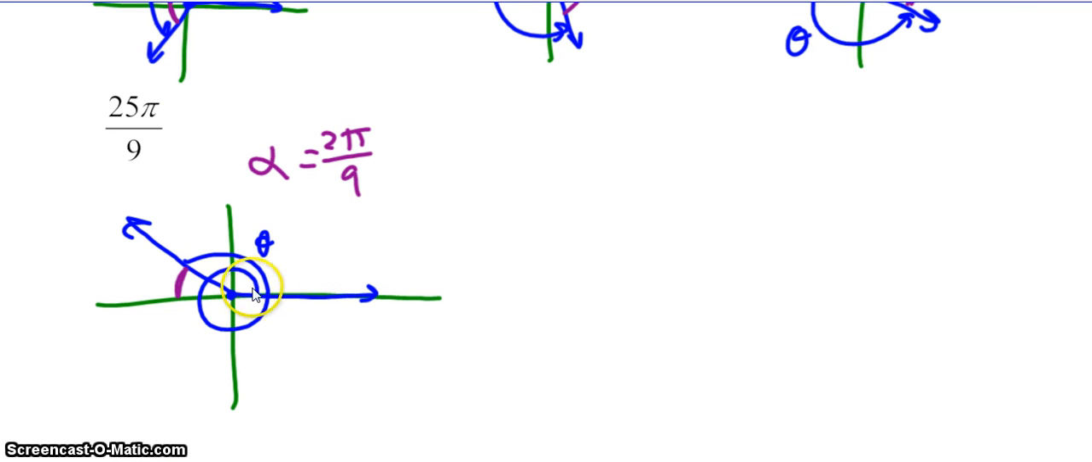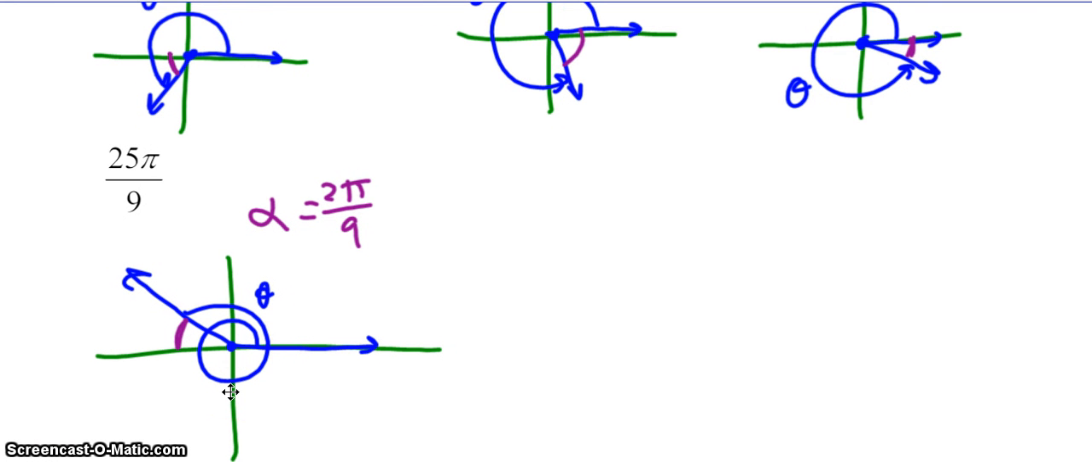For the last one, so here, 25 pi ninths, I'm going around the circle at least once. That would be 18 pi over 9, because that's 2 pi. If I went another halfway around, that would be 27 pi over 9. But I'm going less than that. I'm going 25 pi over 9, so I know I'm in the second quadrant. But I was 2 pi over 9 short of going 27 pi over 9. So that's my reference angle.